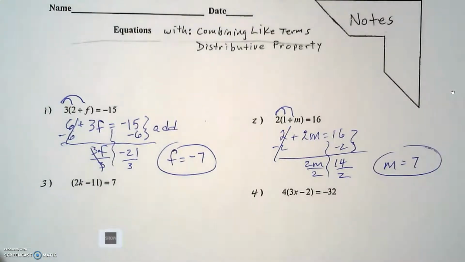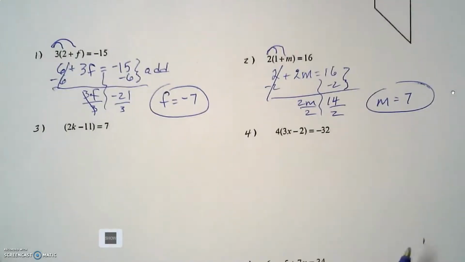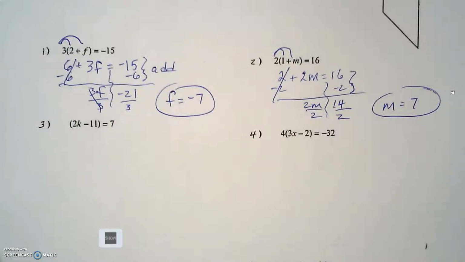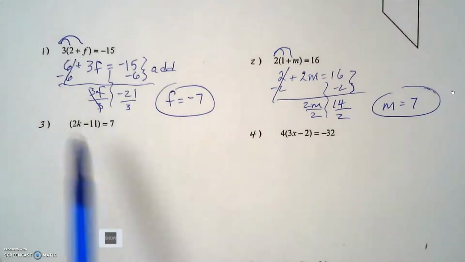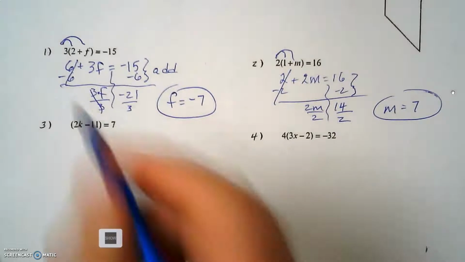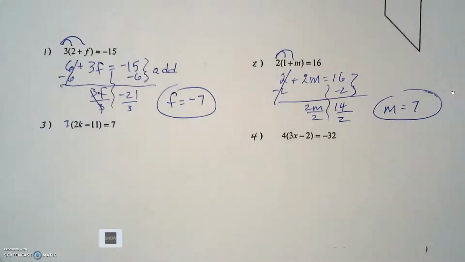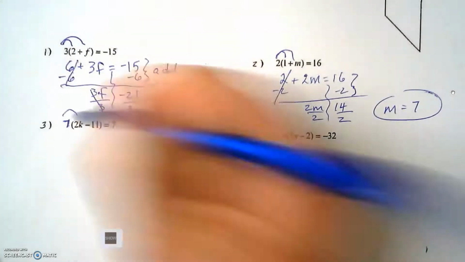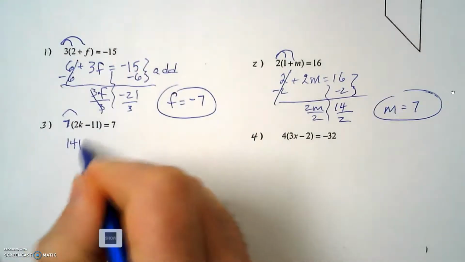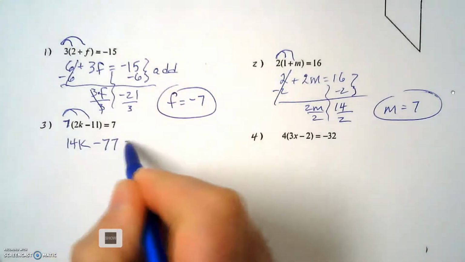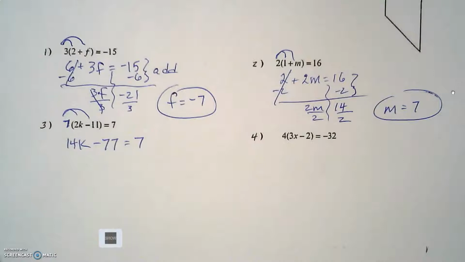Okay? You can pause the video and try numbers 3 and 4. And we'll move on to the combining like terms. Guess what? There's no number outside here on number 3. That's a mistake. There was a number there and I changed it and I never wrote it on there. I'll put it there. How about a 7? Okay. So 7 times 2, 14k. 7 times 11, 77. Uh-oh, number's getting big. We can handle it.